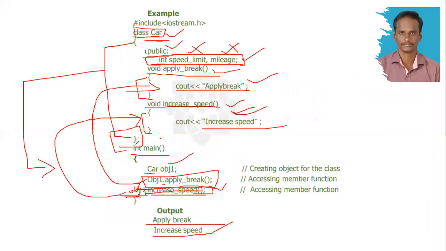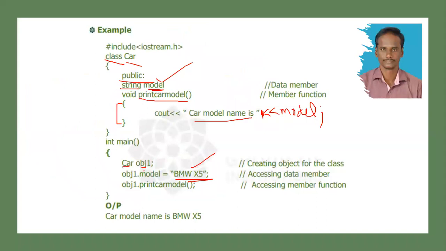In the previous example, we declared two data members called speed limit and mileage, but we have not used them there. If you want, you can use them here also, like this: obj1.speedLimit, I'm simply writing SL, equal to 40. Then the speed limit value is 40. Similarly, obj1.mileage equal to 60 or 70, whatever you want, you can assign. If you want to print, you can print similarly: obj1.speedLimit, obj1.mileage. So here obj1.model is equal to BMW X5.